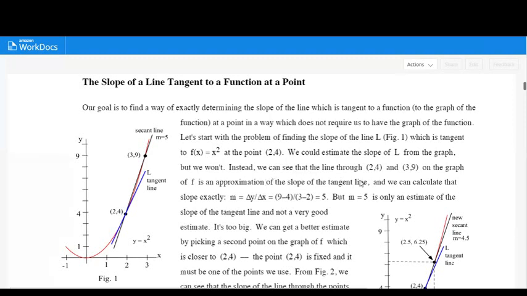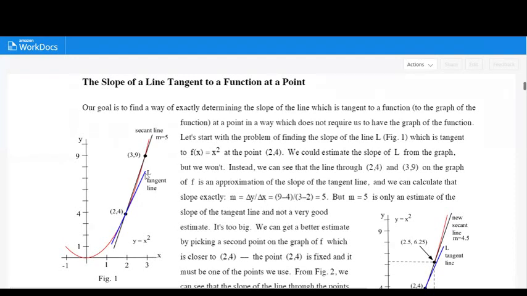Instead, we can see that the line through (2, 4), this point here, and (3, 9), on the graph of f is an approximation of the slope of the tangent line. And we can calculate that slope exactly. So if we can still remember the formula for the slope, that is change in y over change in x, or delta y over delta x. So that is y sub 2 minus y sub 1 all over x sub 2 minus x sub 1.